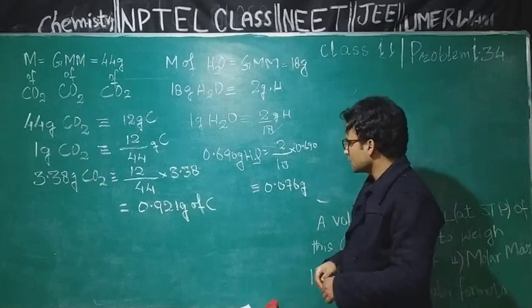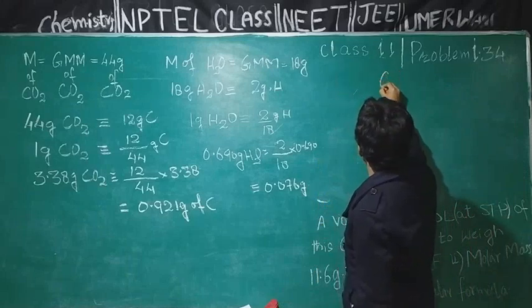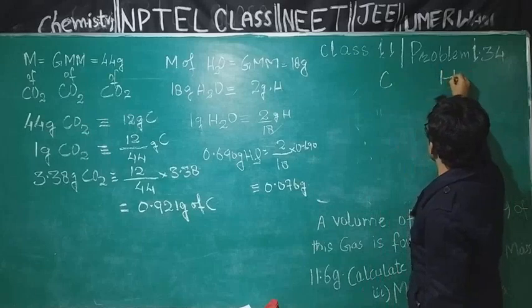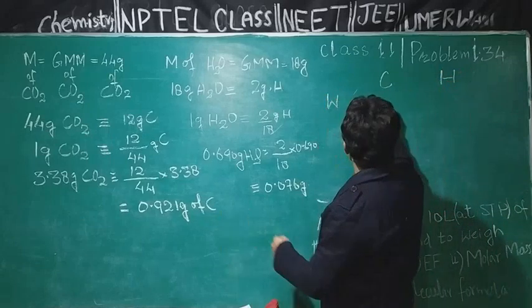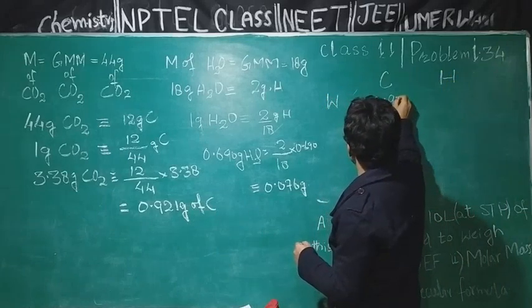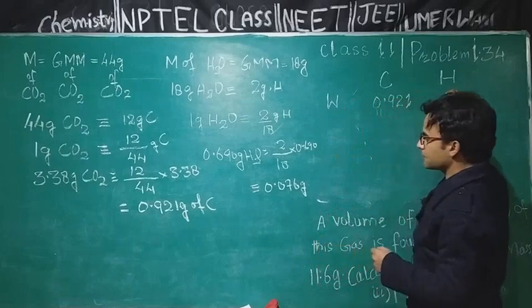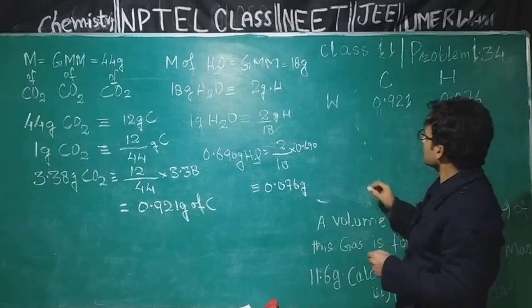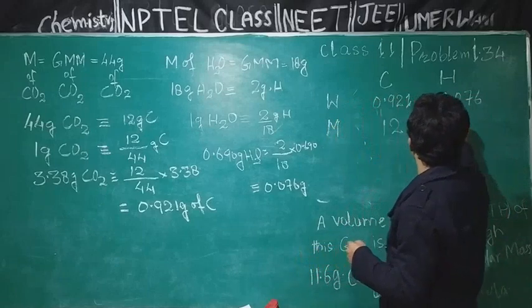I will write elements in the same sequence as given in the question, first carbon and then hydrogen. Now the mass of carbon is 0.921 gram and the mass of hydrogen is 0.076. The molar mass of carbon is 12 and the molar mass of hydrogen is 1.